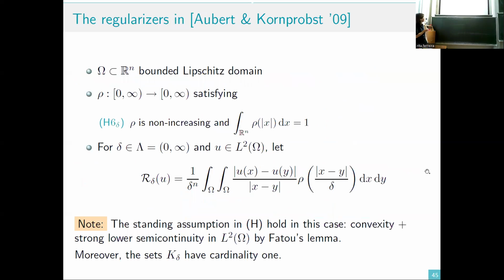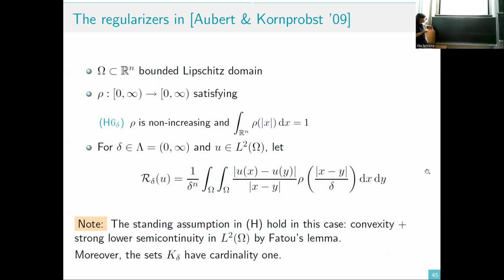And I guess here I'm showing, because the results are very similar in nature, the class of functionals introduced by Aubert and Kornprobst. Here the assumptions are simpler. So rho is a non-negative, non-increasing function. It does not have to be a smooth mollifier, but it could be if you want. And this is the class of functionals that they were addressing.